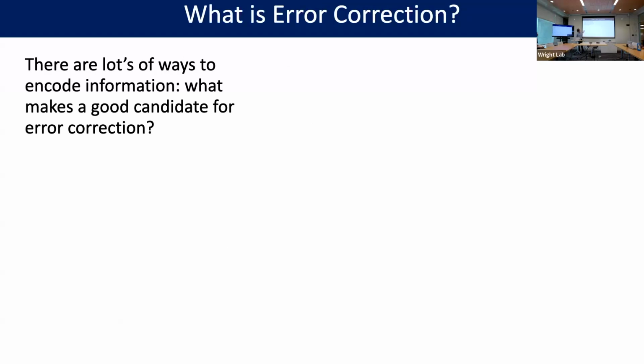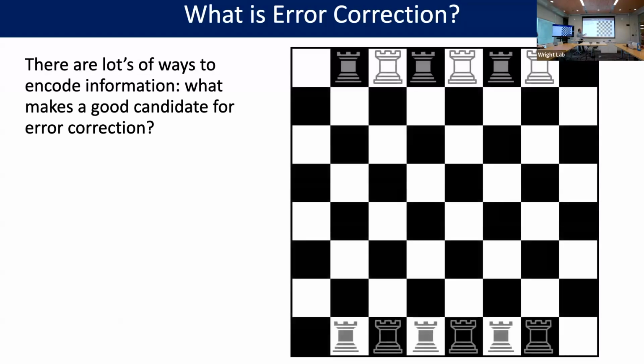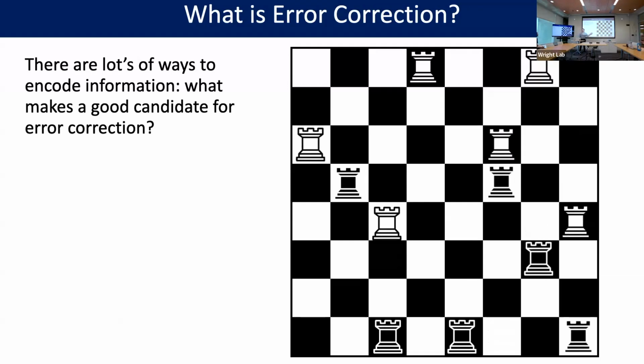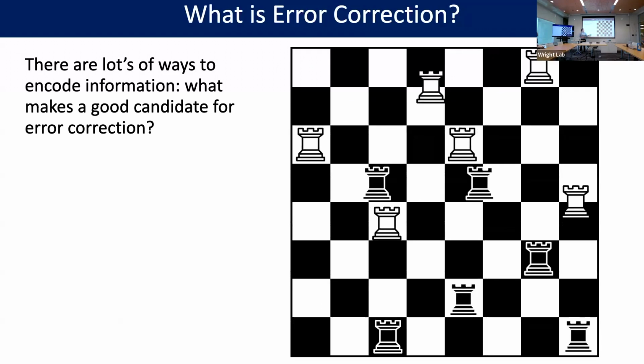So what is error correction? We're going to talk about a lot of different ways to encode information. But as a brief metaphor, let's say we're coding things into our chessboard with our chess pieces. These are all rooks. If you bump the chessboard, it's really hard to tell which ones had an error, especially if they moved completely to the space next to them. And if they do have an error, what space they started on, so it's hard to correct.